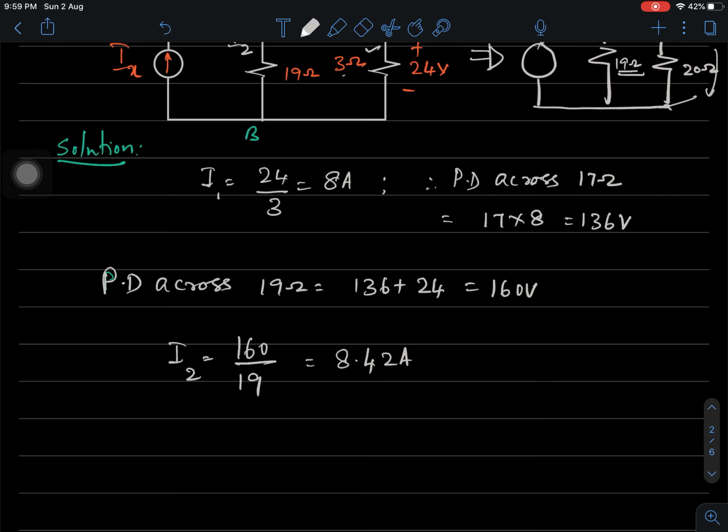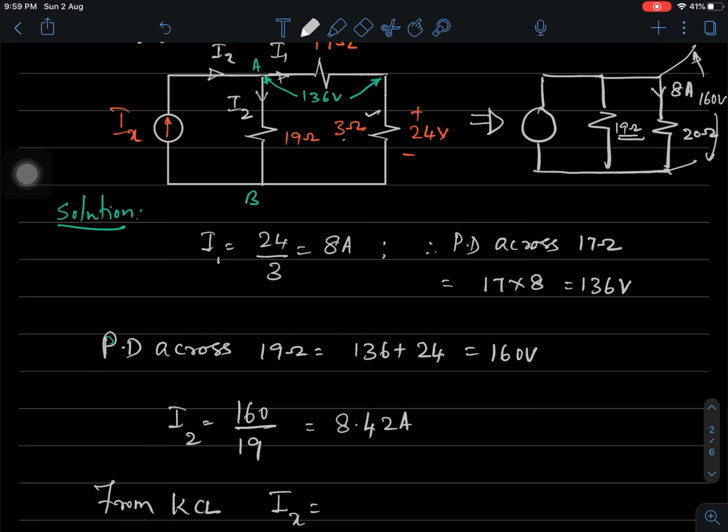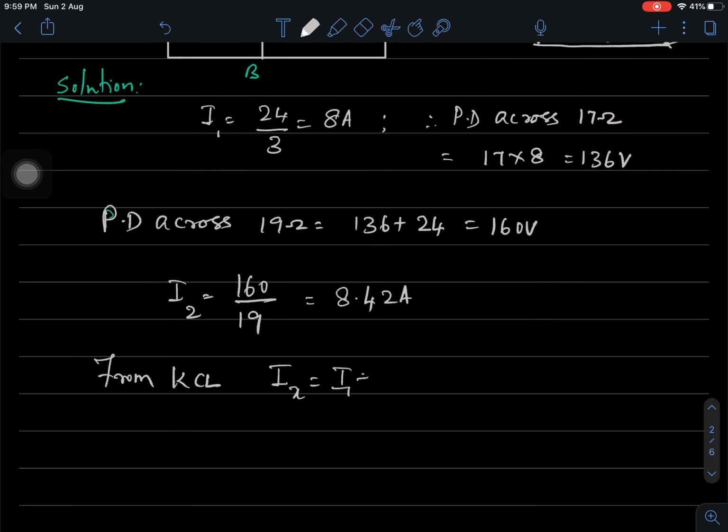Now it's simple. What is Ix? From KCL, we have called it Ix equal to I1 plus I2. I1 is 8 amperes and this is 8.42 amperes, which comes out to be 16.42 amperes. This is Ix, the magnitude of the source. Therefore, Ix equals 16.42 amperes.